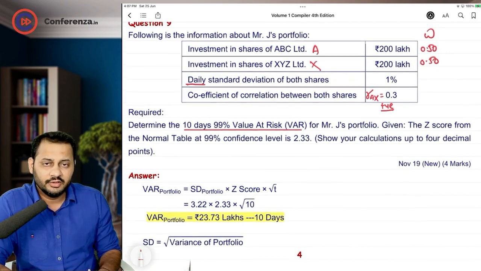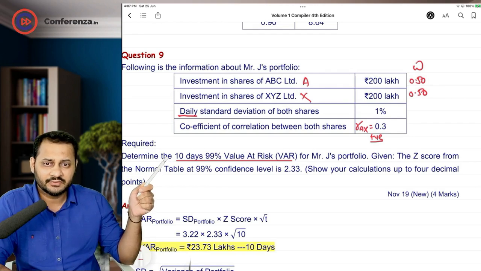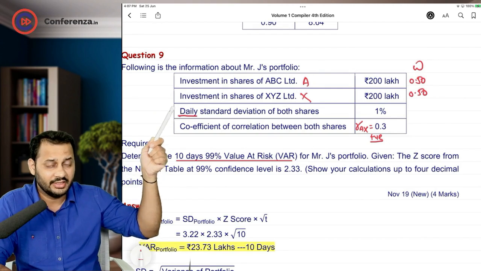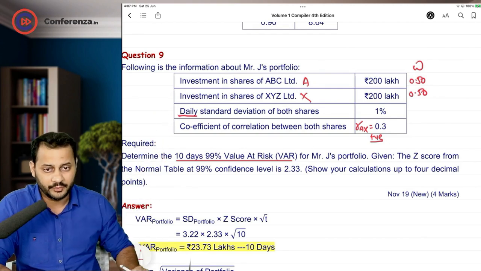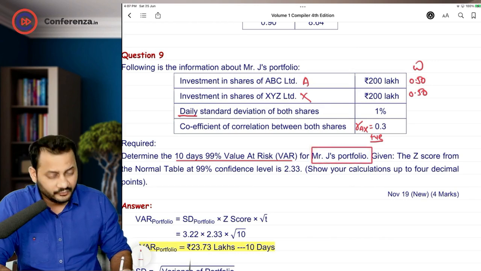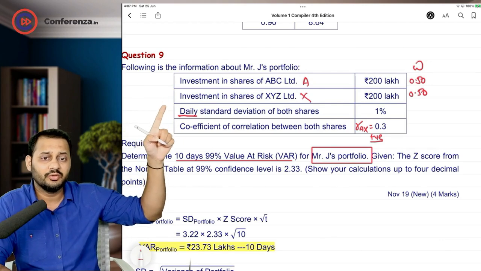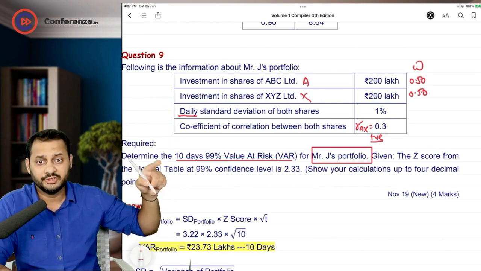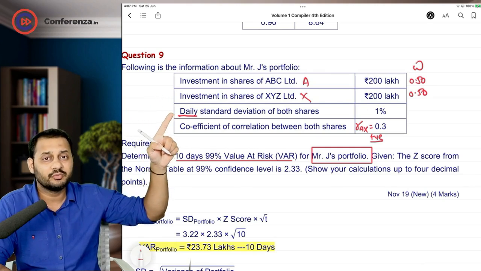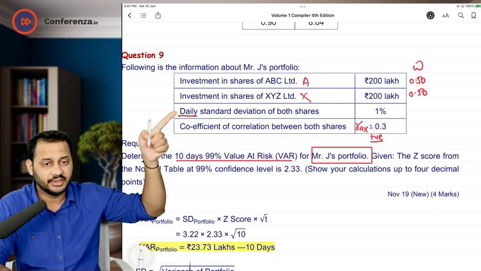First of all, it should be very clear to you that if they are asking you to calculate 10 days VAR, the standard deviation should also have been of 10 days. Here it is only for 1 day. For Mr. J's portfolio, it's not just for ABC Limited or XYZ Limited. They are asking you to calculate the VAR of the portfolio, which includes both the shares. At that time, we will need the standard deviation of the portfolio, not just each share, which has been given here.